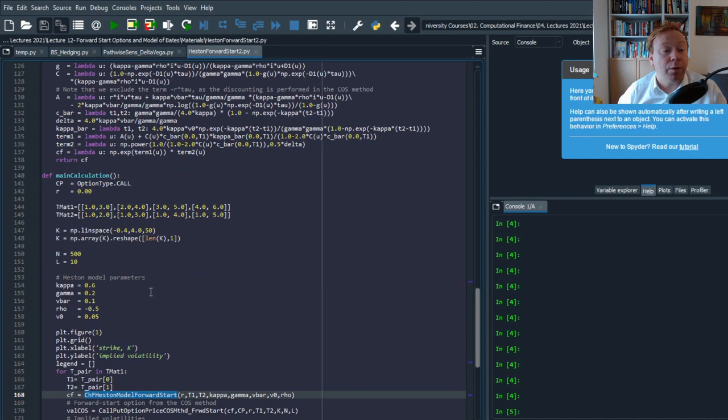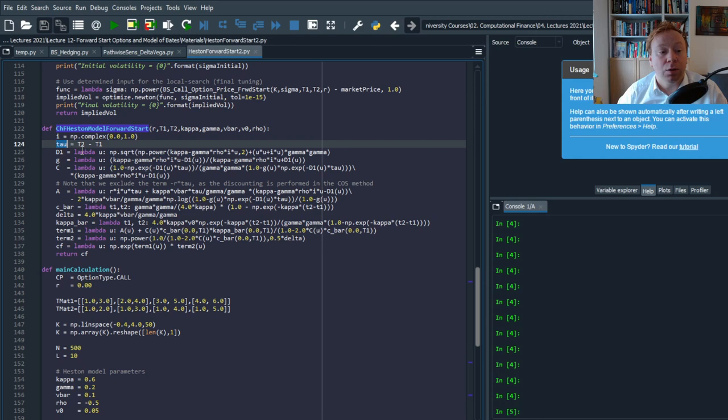So we define tau, which is T2 minus T1. And we have all those lambda expressions, those are for the Heston model. So D1, G, C, and A. We have a C bar, delta, kappa bar. Those are the settings that we have also derived in the previous slide for the forward characteristic function. And then we put them together.